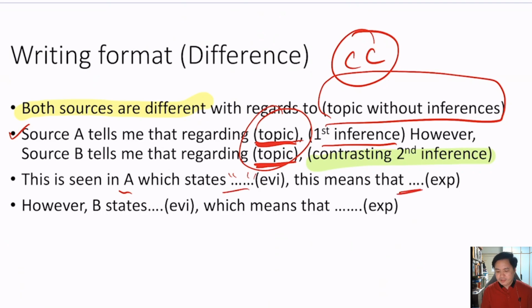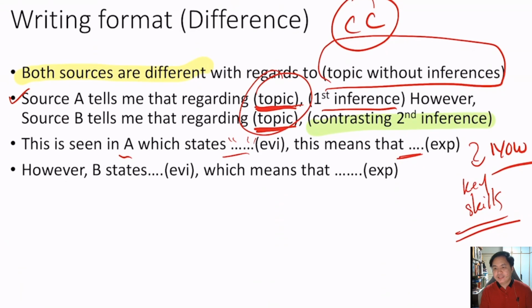When you do the explain here, alright, bear in mind, you must write the key skills again for explanation. It's clear, it's in your own words. Again, then, however, B states evidence, then explanation again, in your own words. Alright, so if you give me a clear topic at the start, then the marker will be less inclined to mark you down because you are clear on what you are talking about.